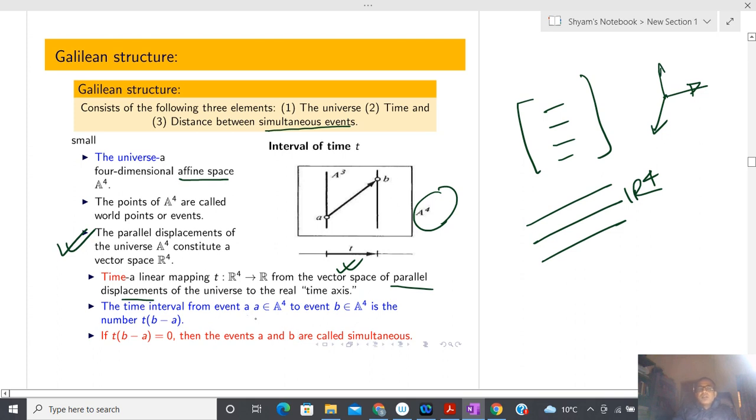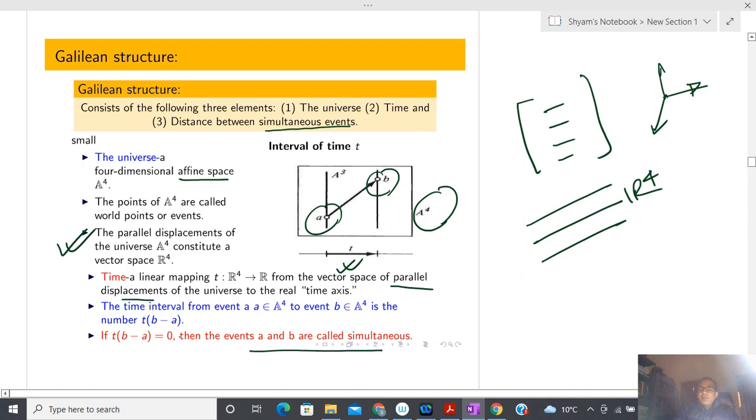Now, the time interval between two events: suppose I have one event here and a second event here. The time interval I am going to define as T(b minus a). And suppose both events are occurring at the same time, then T(b minus a) is equal to 0. In this way I can tell that a and b are simultaneous events.